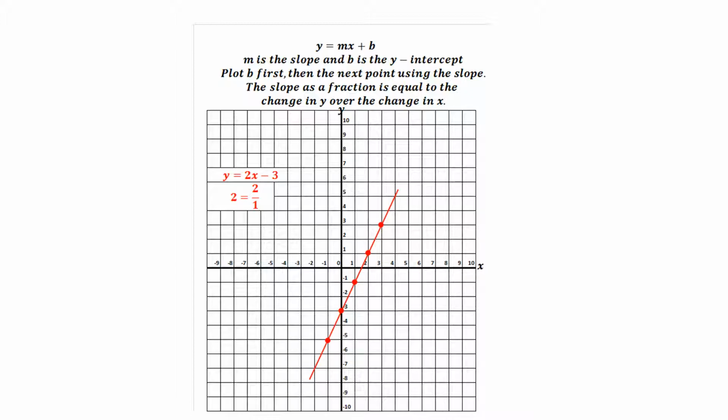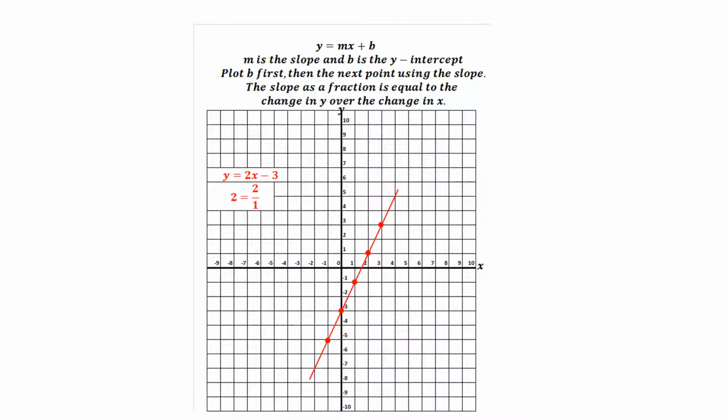Now, the slope-intercept form of a straight line is y is equal to m times x plus b. M is the slope and b is the y-intercept. We have as an example y is equal to 2x minus 3. 2 is the slope. We're going to change it into a fraction. So 2 is equal to 2 over 1.